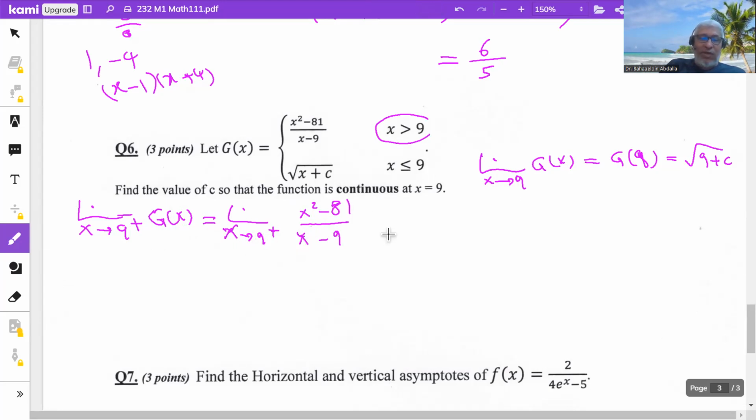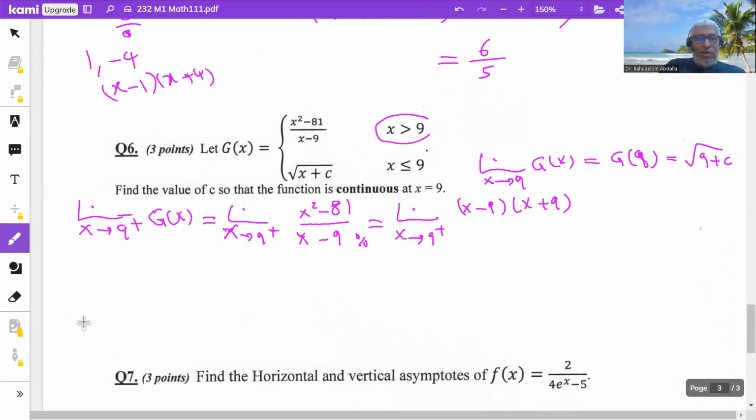And now I need to find this limit. To find this limit, I replace x by 9. 9 squared is 81. 81 minus 81, that's in fact 0 over 0. So what to do when we have 0 over 0? We try to factor or multiply by the conjugate. There is no conjugate, so factor x squared minus 81. This is x minus 9 times x plus 9.